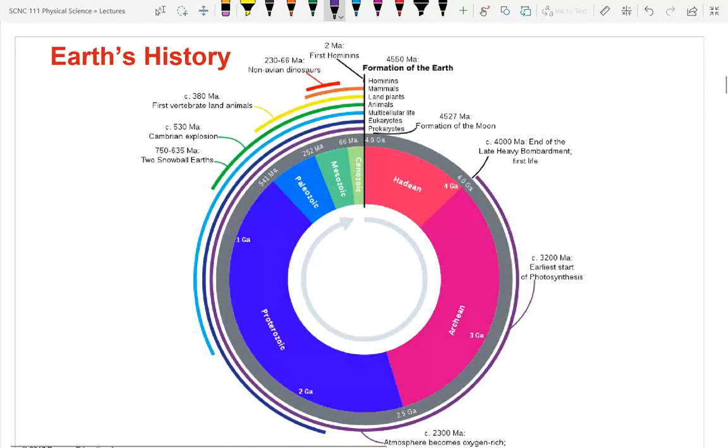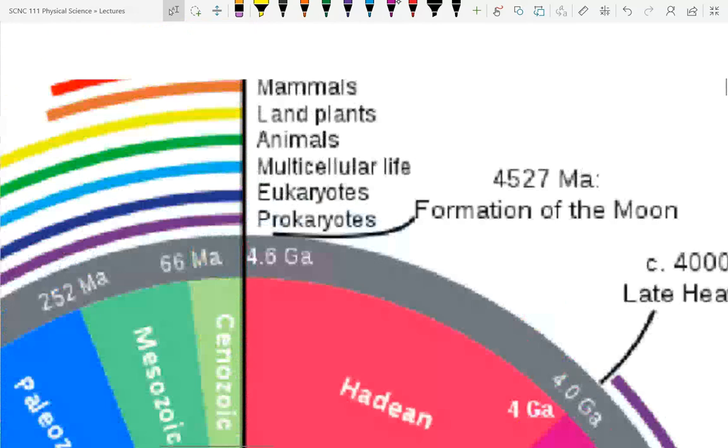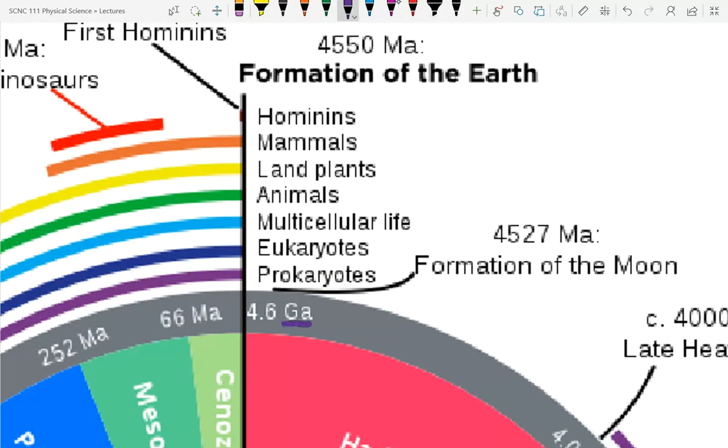So here is a picture of the Earth's history that I really kind of like. This is just showing it as a circle. And in the circle, it has GA. GA does not stand for Georgia. It stands for giga ages. Giga means billion. So 4.6 giga ages is 4.6 billion, and an age is a term for a year. So 4.6 billion years ago is the beginning of Earth, according to this.